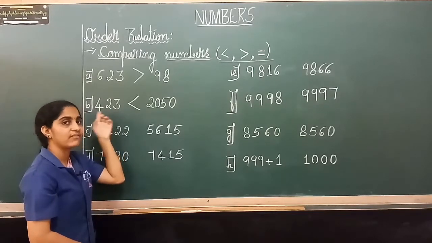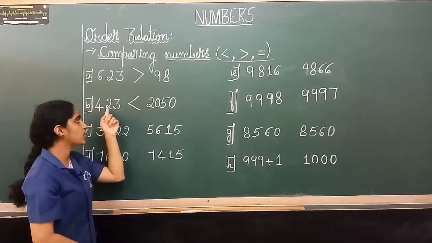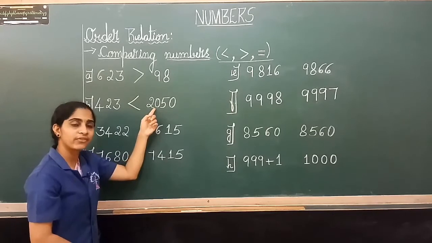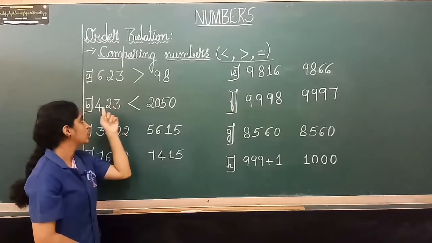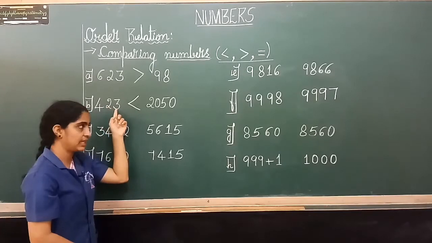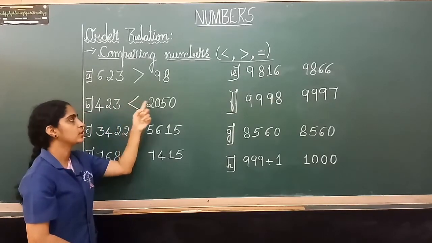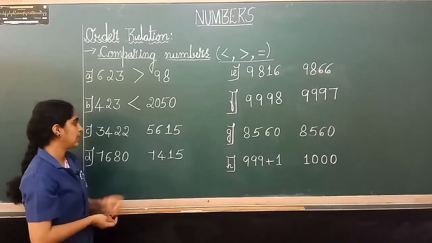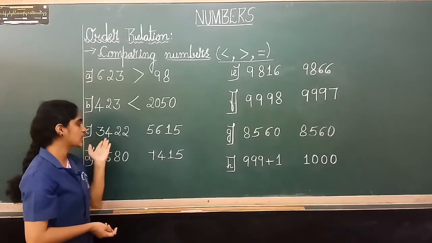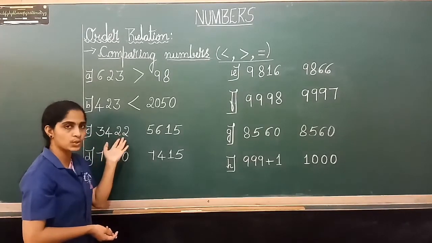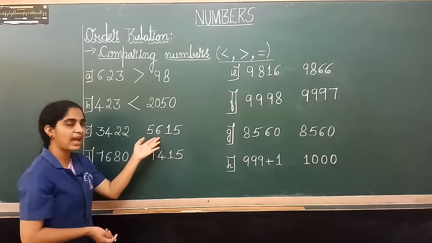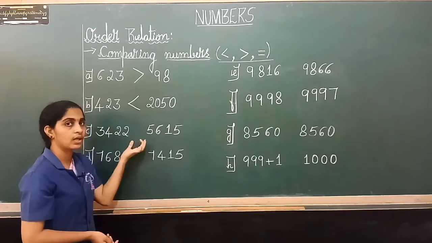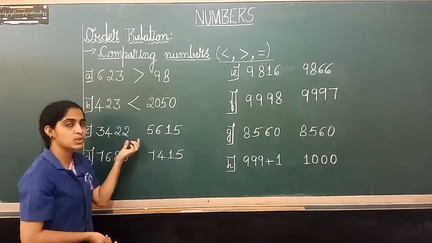So we read it as 423 is smaller than 2050. Let's move to the third example. Here we have the number 3422. On the other side, we have the number 5615. Now, you observe these two numbers.